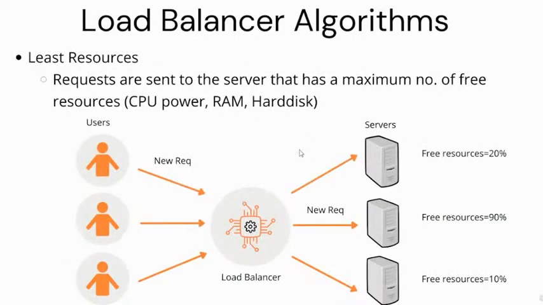In this case, the incoming requests are sent to the server that has the maximum number of free resources, such as CPU power, hard disk capacity, RAM, etc. In this example, you can see server 1 has 20% of resources unutilized, server 2 has 90% of resources unutilized, and server 3 has 10% of resources unutilized. So, in this scenario, clearly, server 2 has the maximum number of free resources, and hence this incoming request is sent to server 2.